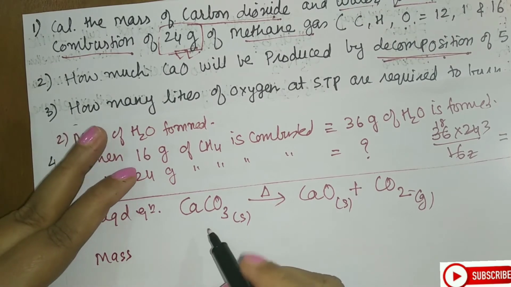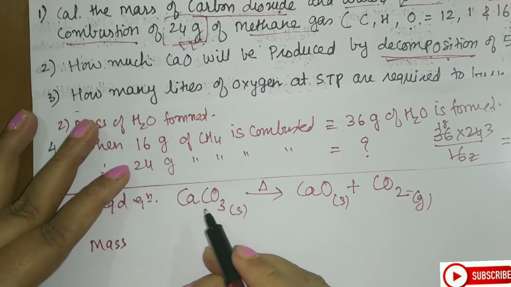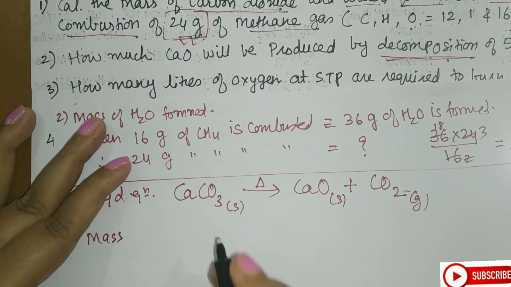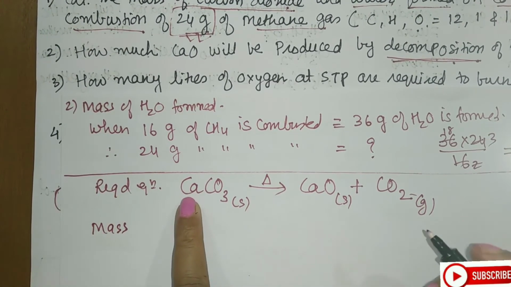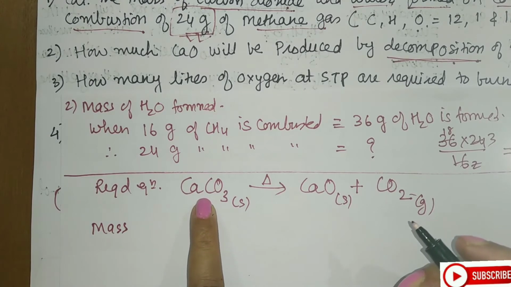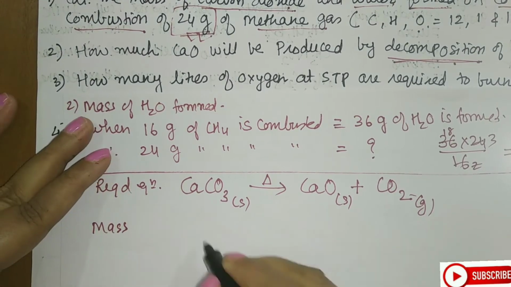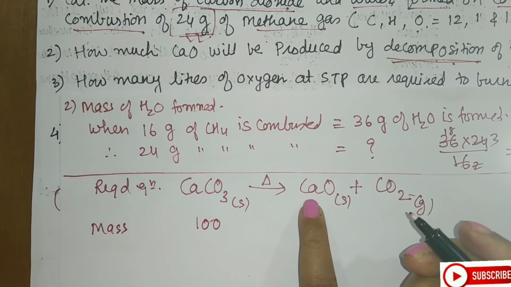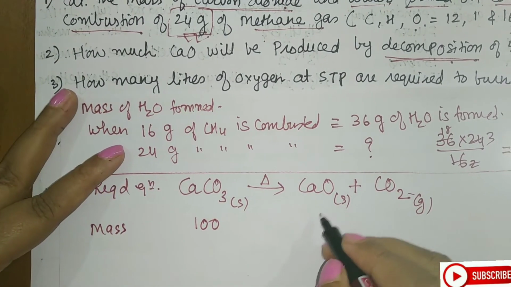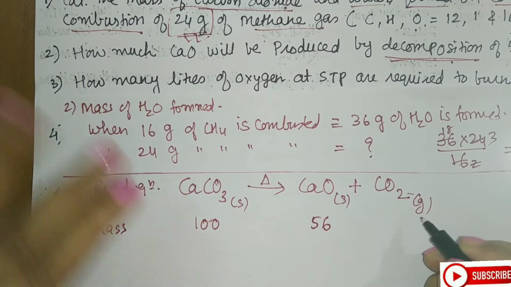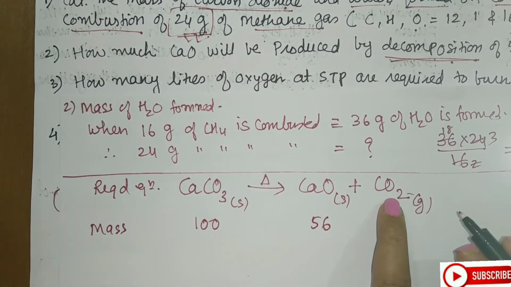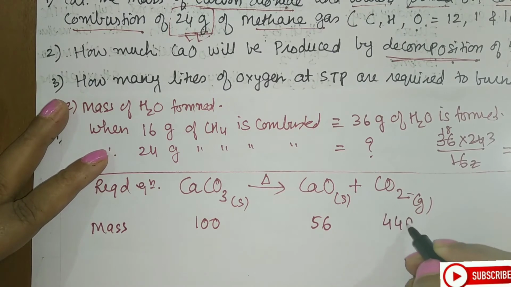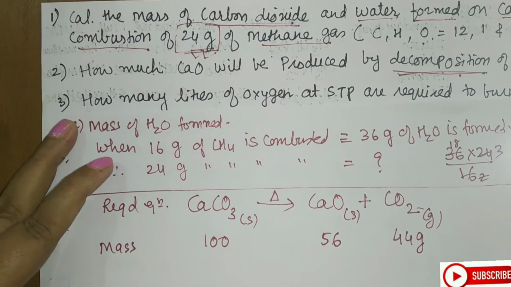Now always remember, student, when you are taking calcium carbonate, usually this is asked because its mass comes out to 100 and is easy for calculation. So this will be 40 plus 12 plus 16 into 3. So this will come to 100 parts or 100 gram. Now let us go for this. This will be 40 plus 16, so this will be 56 gram. And carbon dioxide will be 12 plus 16 into 2. So this will come to 44 gram. We have written the second step also.